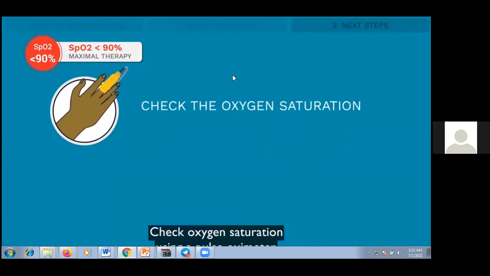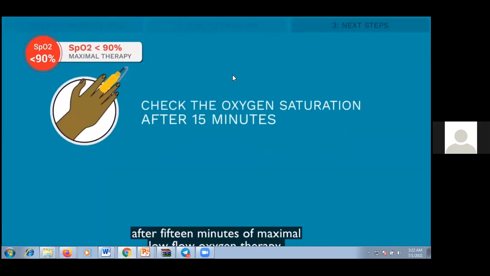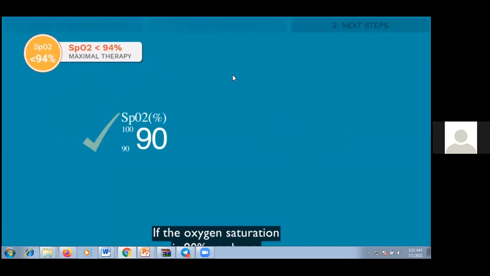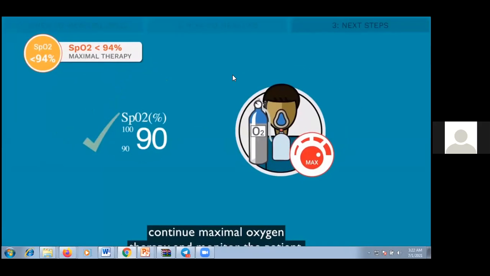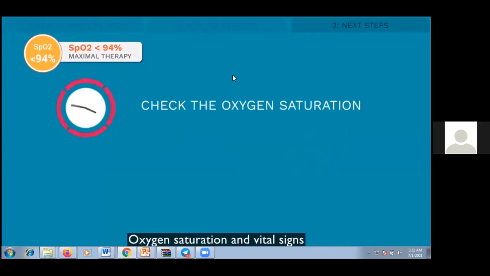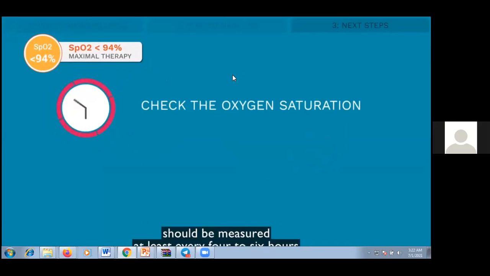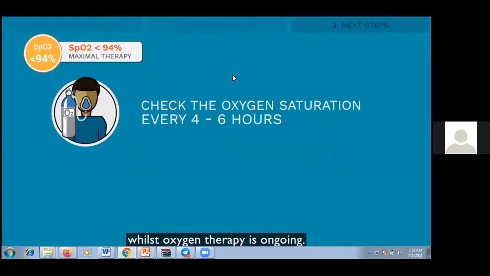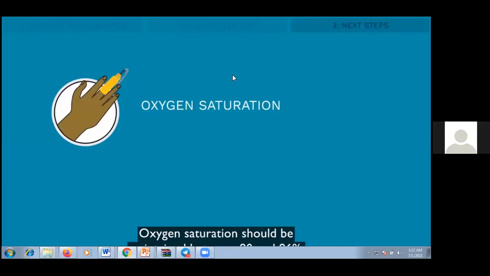Check oxygen saturation using a pulse oximeter after 15 minutes of maximal low-flow oxygen therapy. If the oxygen saturation is 90% or above, continue maximal oxygen therapy and monitor the patient. Oxygen saturation and vital signs should be measured at least every 4 to 6 hours while oxygen therapy is ongoing. Oxygen saturation should be maintained between 90 and 96%.